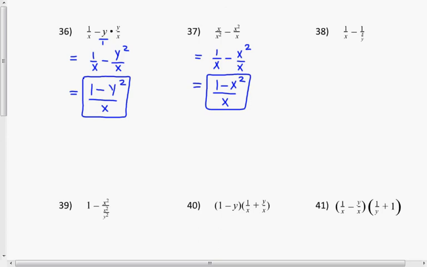Number 38, I'm going to simplify that second fraction. Instead of 1 divided by x over y, think of it as 1 times y over x. So we have 1 over x minus y over x, which equals 1 minus y over x.